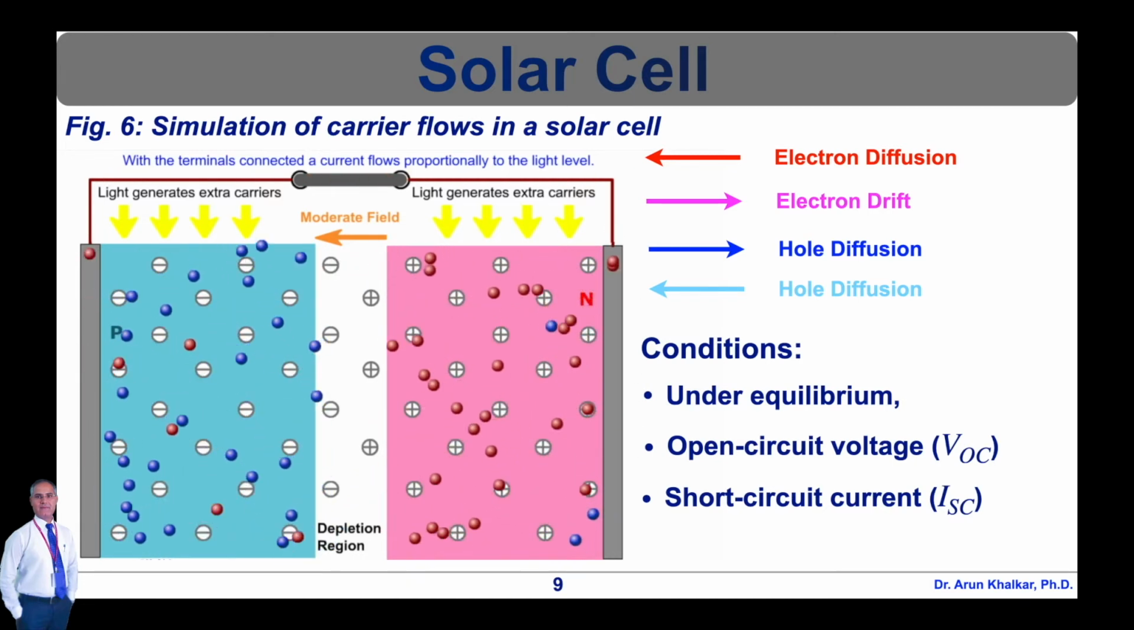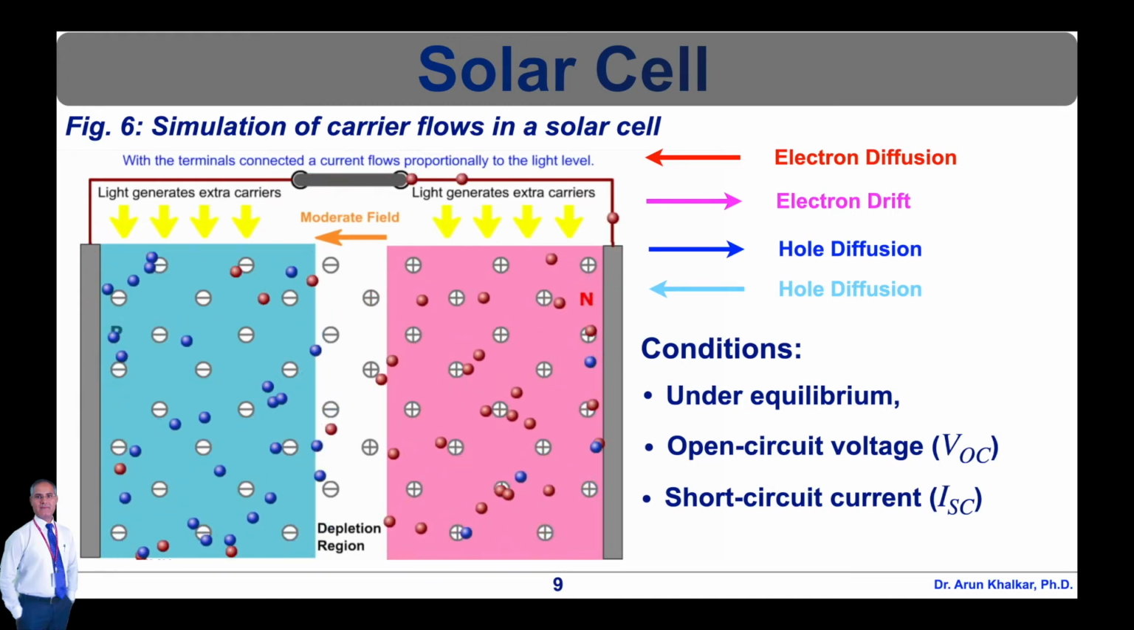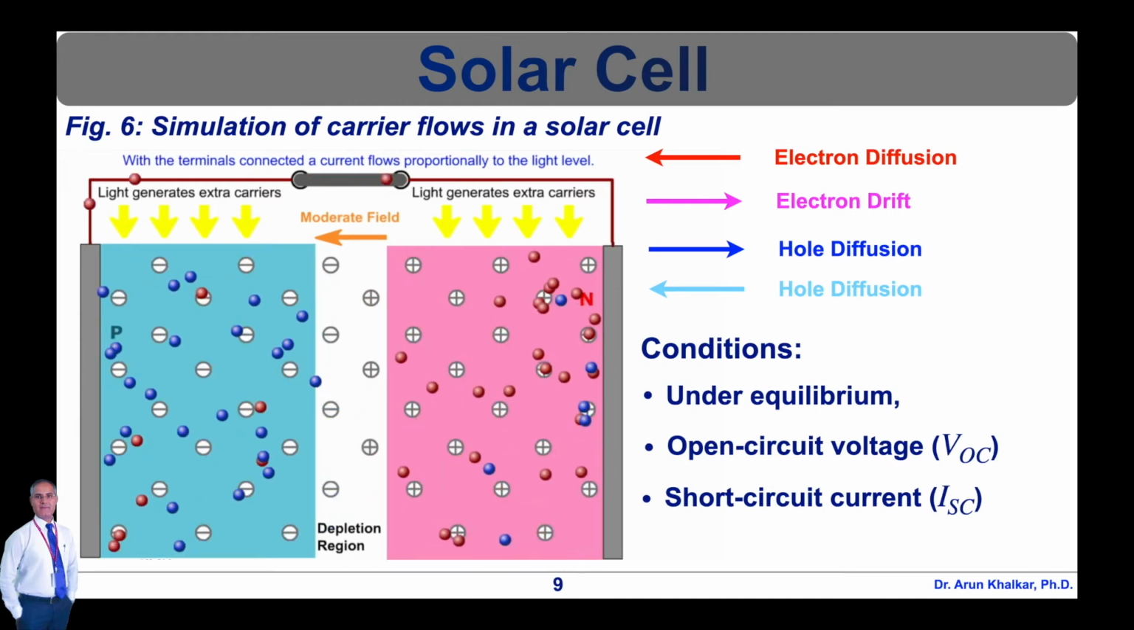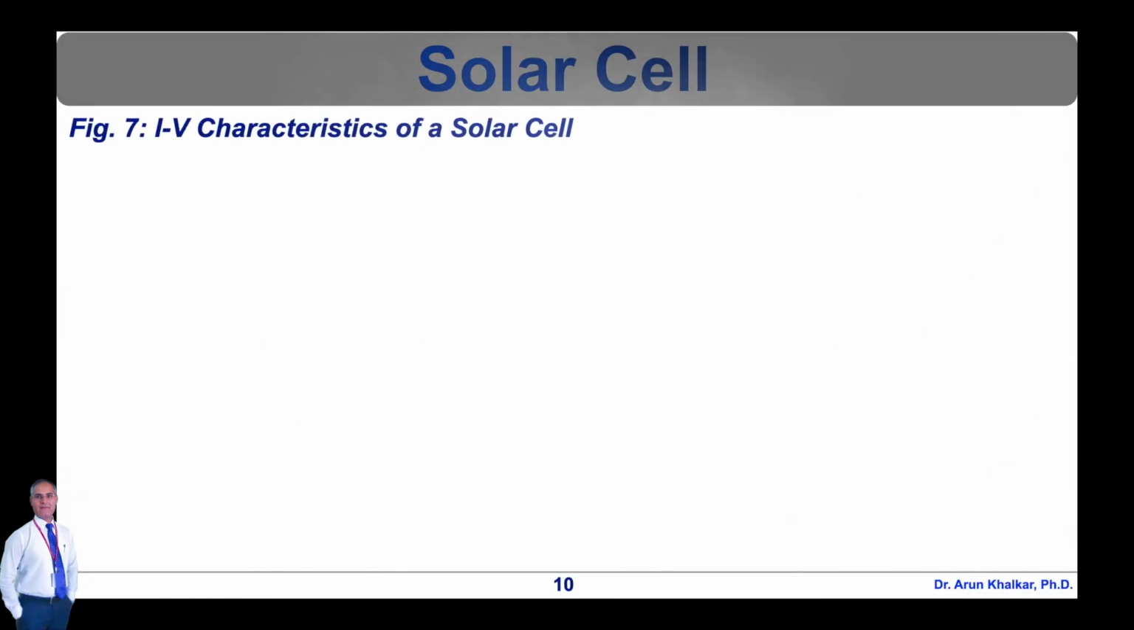The voltage required to cause these two currents to balance is called the open circuit voltage. This animation shows the carrier flows at short circuit and open circuit conditions. Now let's see the IV characteristics of a solar cell.